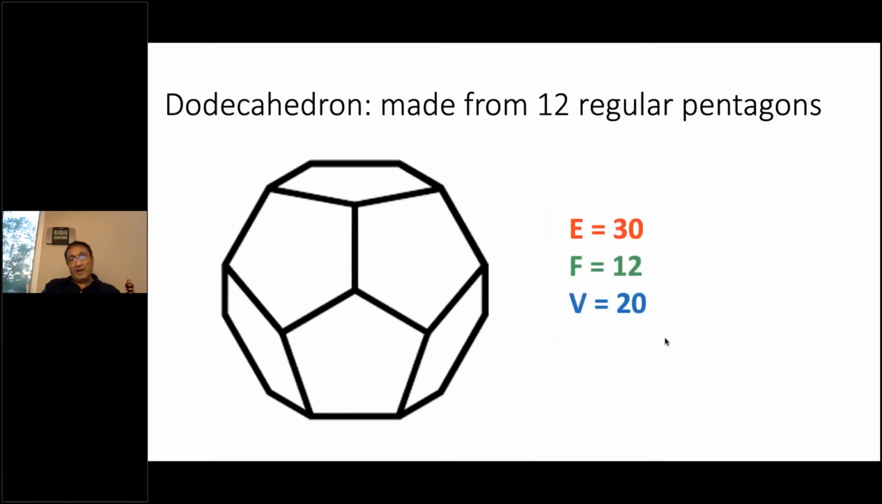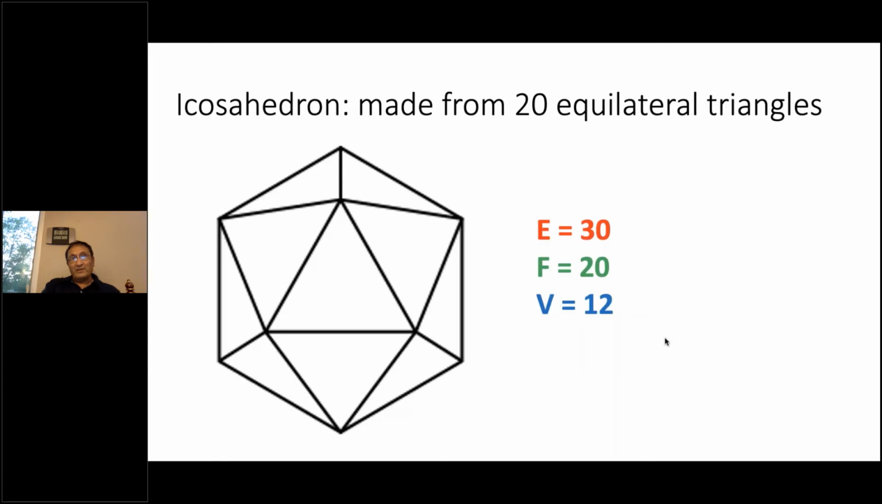Dodecahedron, a little harder to count because it's made from pentagons, but you can convince yourself that it has 30 edges, 12 faces, and 20 vertices. Again, V plus F minus E is 2. Icosahedron, E is 30, F is 20, V is 12. Again, it's a little bit tricky to count them, but you can do it. And V plus F minus E is 2.